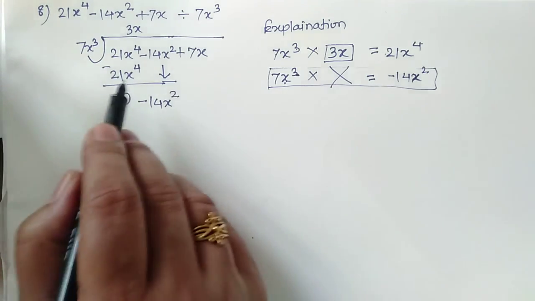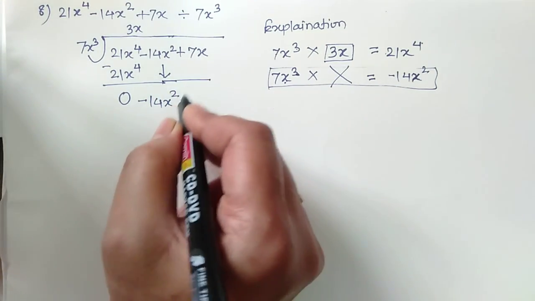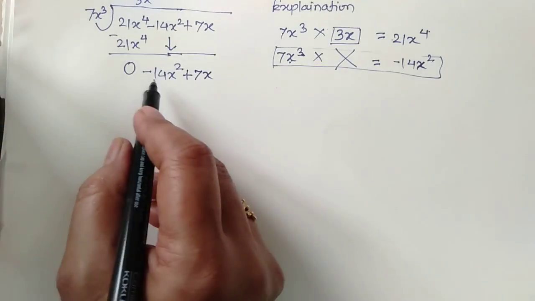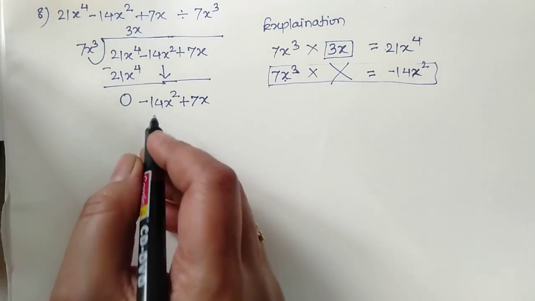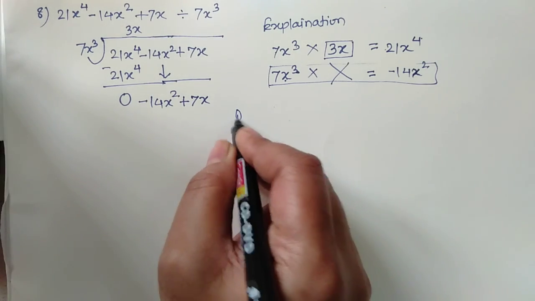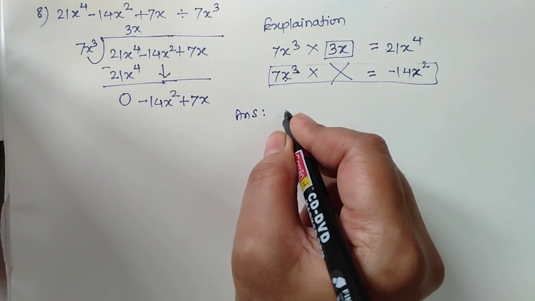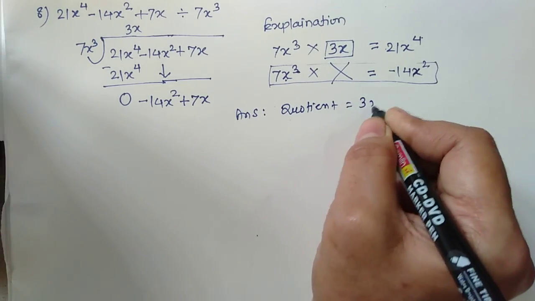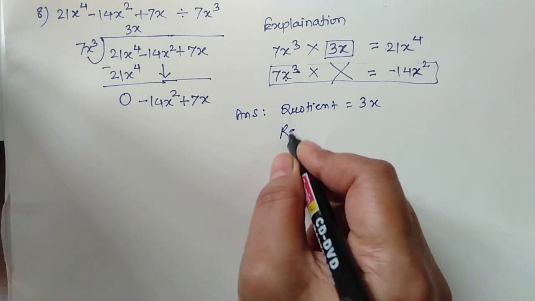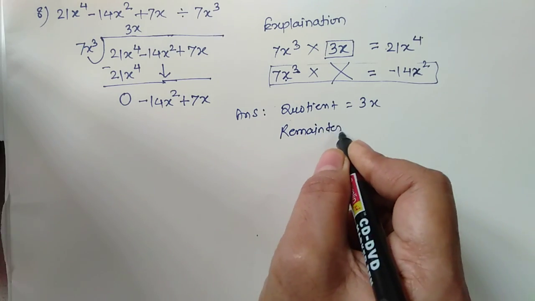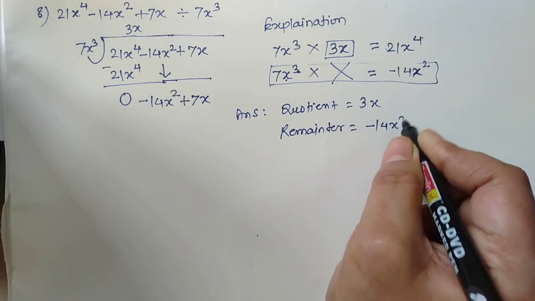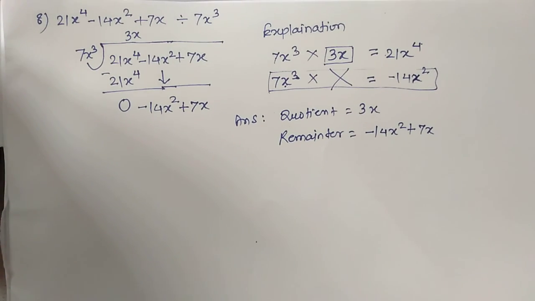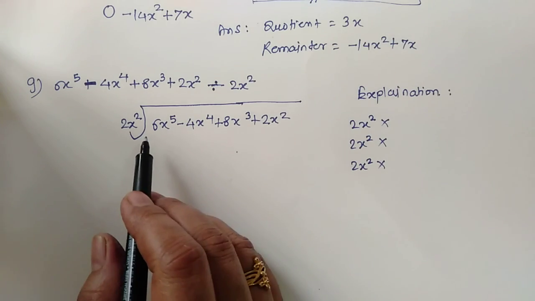So here our process stops. So the next step is 7x as it is and this is our remainder. So write down the answer. Quotient is equal to thrice x and remainder is equal to minus 14x square plus 7x. Very simple. Now see the next example.